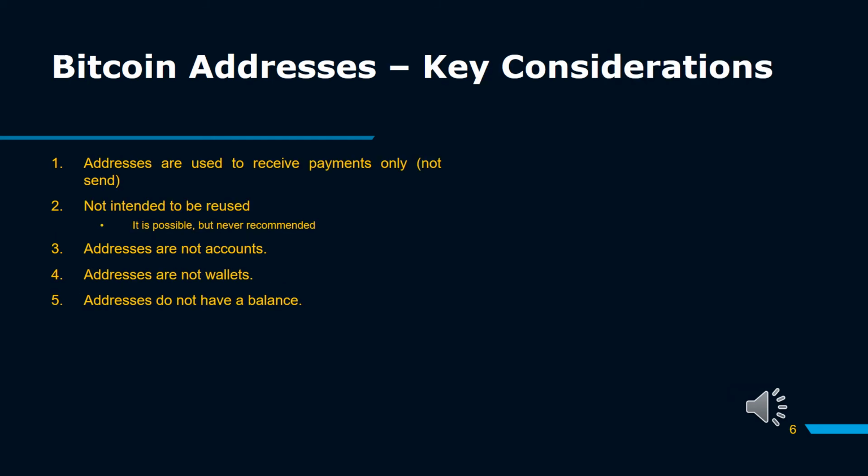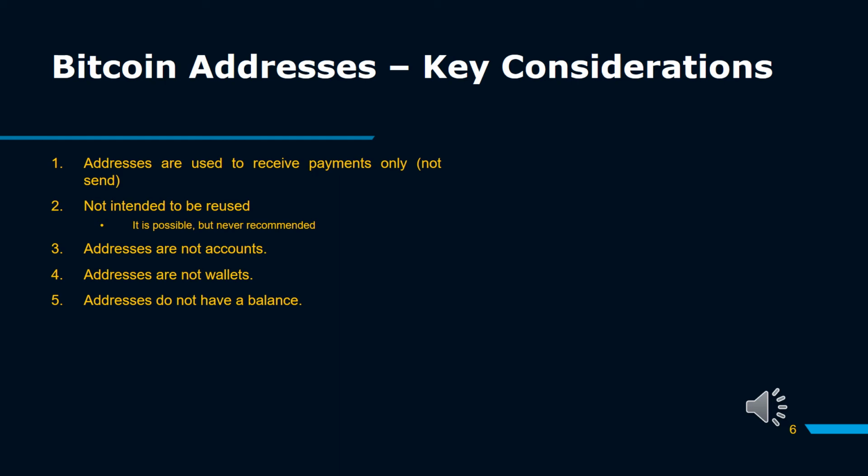Bitcoin addresses, key considerations. 1. Addresses are used to receive payments only, not to send. Bitcoin addresses are only really used when receiving Bitcoin. Unlike our real-world addresses, they are only meant to be used once. The idea is that for each Bitcoin transaction, receivers will generate a unique, single-use address to provide to senders.